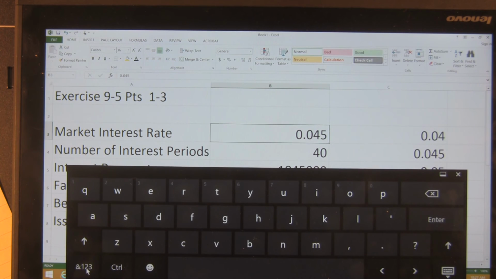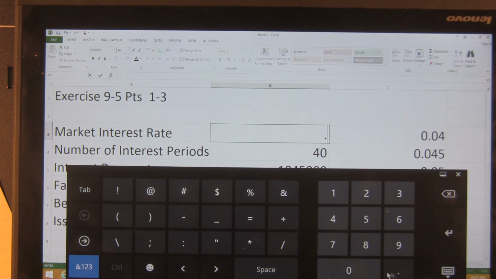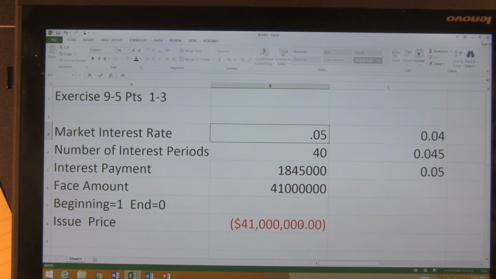Suppose the interest rate is 10%, which was the other option they gave us. So twice a year, that's 5%. And that bond will sell for $37,482,387.30. This is an incredibly powerful and useful tool.